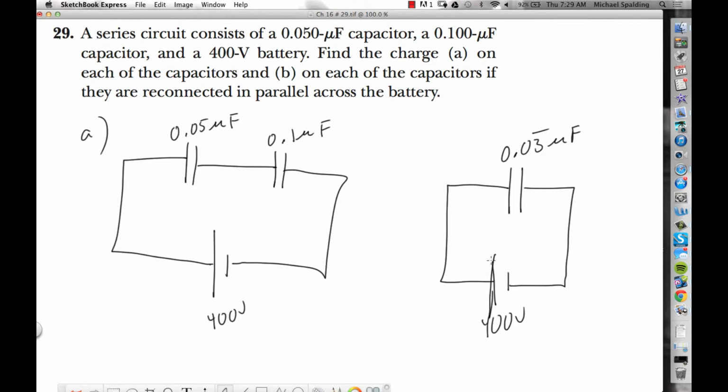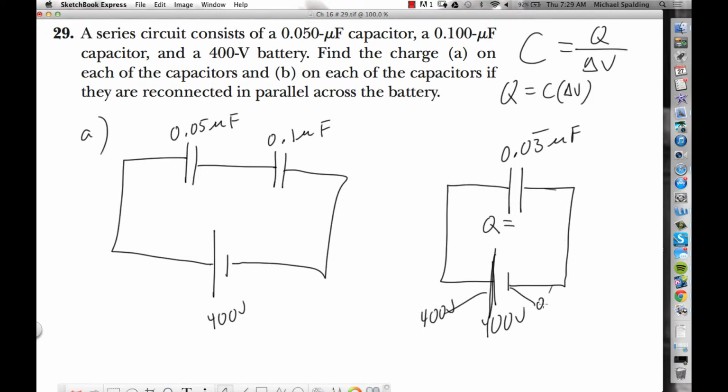So, finding the charge, let's start with this guy. What's the charge on this simplified capacitor? So you're using the definition for capacitance. Capacitance is charge over voltage. So charge is capacitance times voltage. So what's the voltage across this capacitor here? Well, 400 volt battery means 400 and 0, like that. So right at this point right here, we got 400. At this point right here, we got 0. So we have 400 volts across that capacitor.